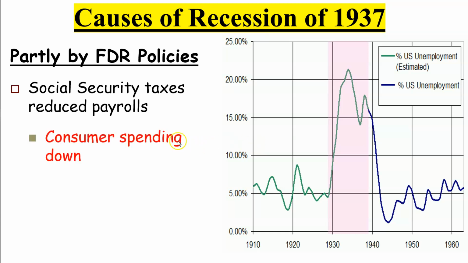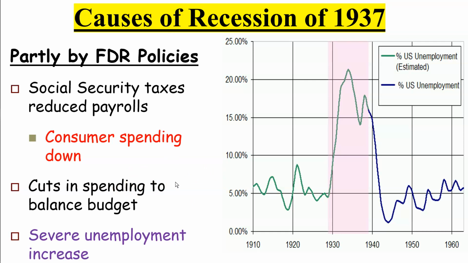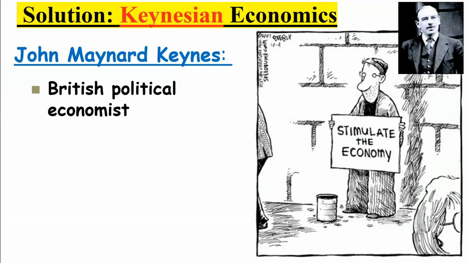Social Security taxes started being taken out of people's paychecks and the bank accounts of business and industries. So that was allowing for less spending to occur because it just was going to a government account for people later. There are cuts in spending to balance the budget, and so there were cuts in New Deal programs, and so that reduced spending as well. And unemployment rose significantly.